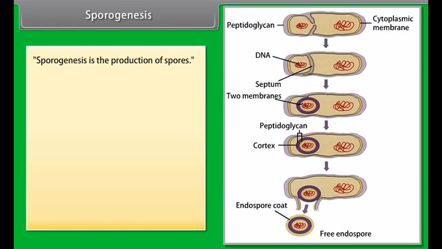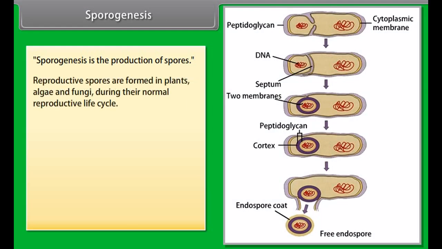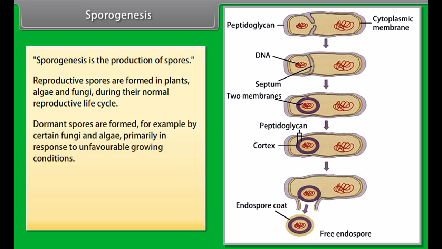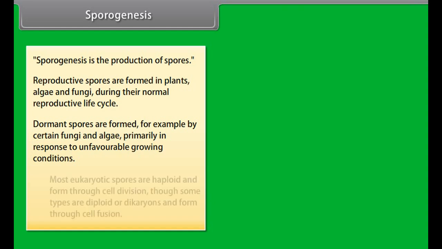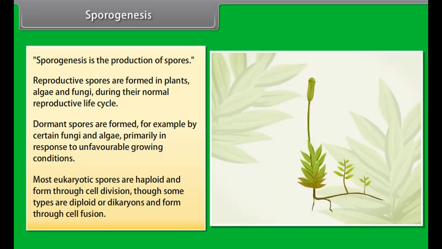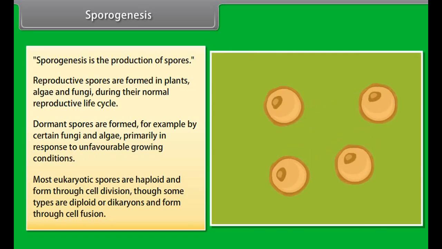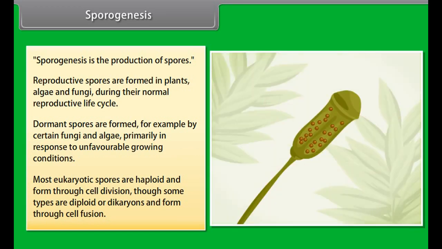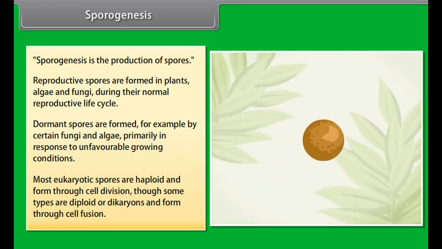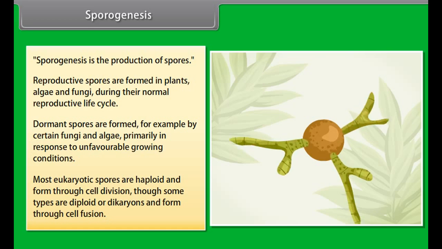Sporogenesis is the production of spores. Reproductive spores are formed in plants, algae and fungi during their normal reproductive life cycle. Dormant spores are formed, for example, by certain fungi and algae, primarily in response to unfavorable growing conditions. Most eukaryotic spores are haploid and form through cell division, though some types are diploid or dikaryons and form through cell fusion.